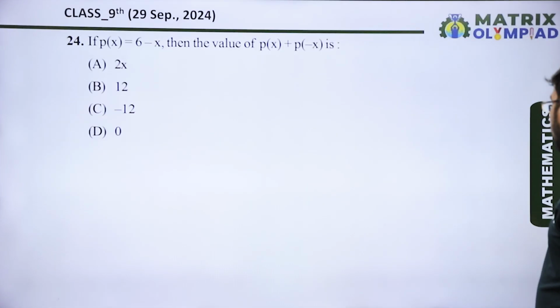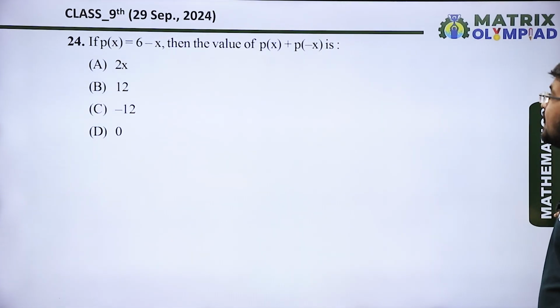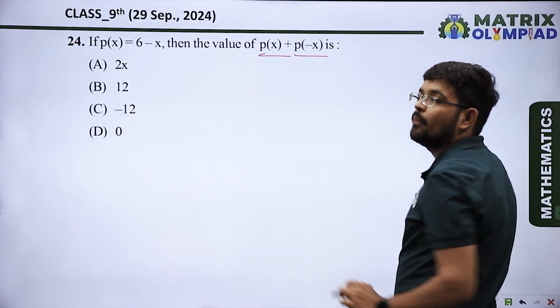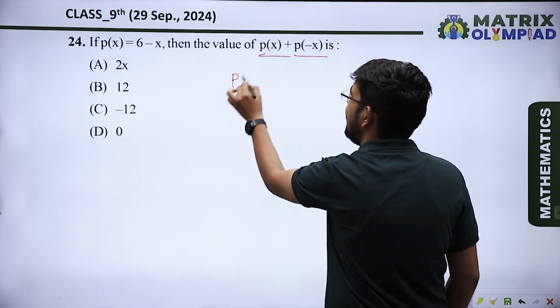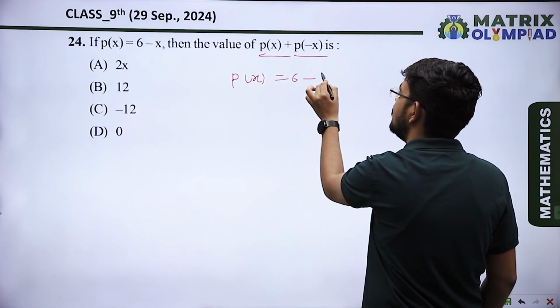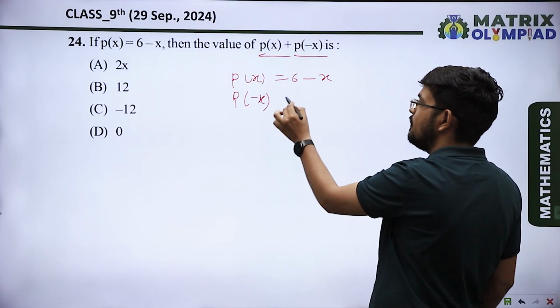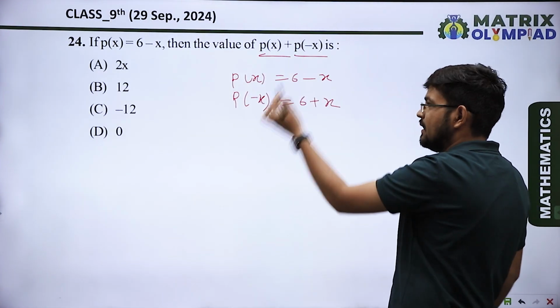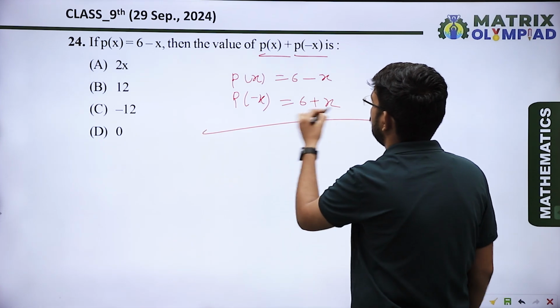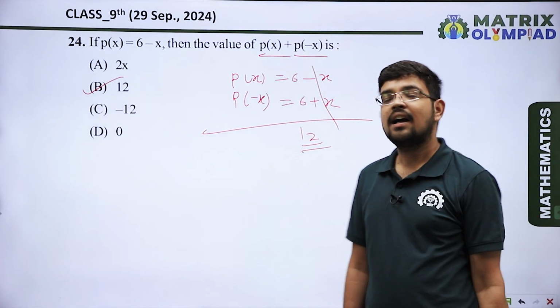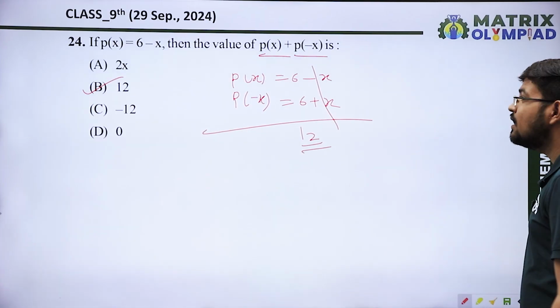Next, if p(x) equals 6 minus x, then the value of p(x) plus p(minus x). So p(x) equals 6 minus x, then p(minus x) will be, replacing x by minus x, 6 plus x. When you add them, you will get 12. So option B is the correct answer for question number 24.